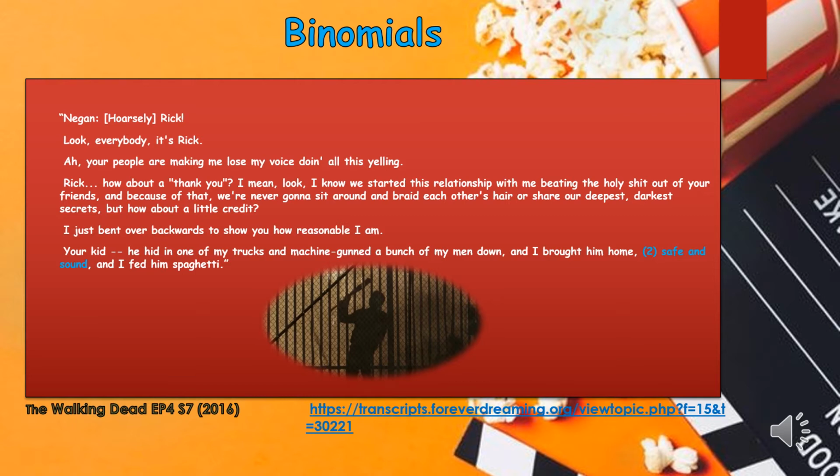In this scene, Negan brought Carl back alive to Alexandria, after he killed a lot of his men. After that, Rick appears and Negan told him he brought back Carl safe and sound at home.